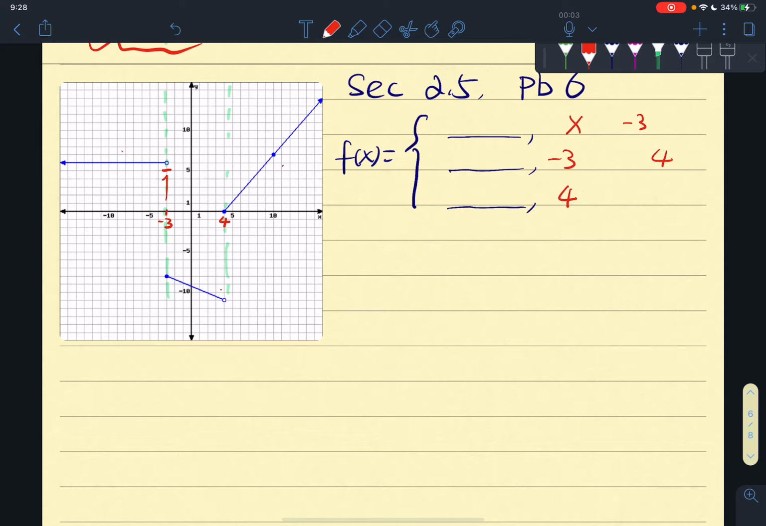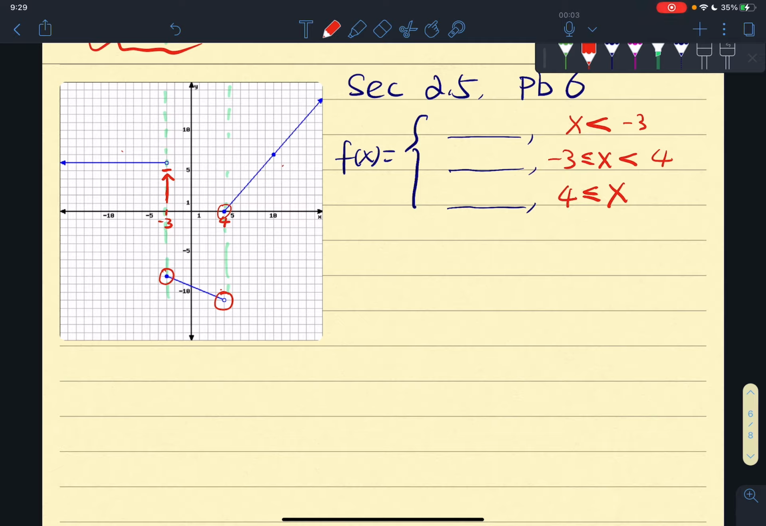Because this is a circle, you do not include that point, hence you are strictly less than -3. This is a solid dot, which means it's included in the second piece. This is a circle, so you don't include the input value of 4. And the last case is a solid dot, so you do include that.